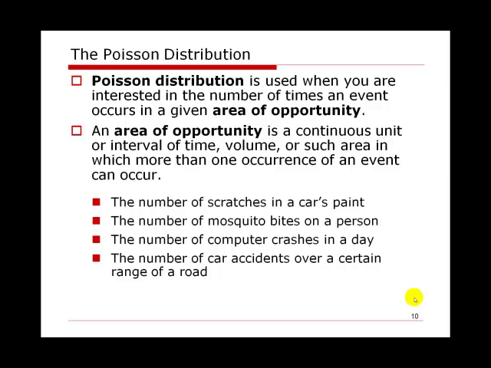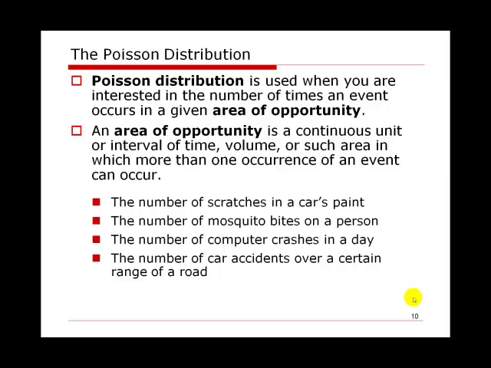The second example is the number of mosquito bites on a person. The area of opportunity is a person's body, and the event we are looking for is a mosquito bite. Now, this is the first difference. In the binomial distribution, basically, the number of observations generates the event of interest. But in the Poisson distribution, the area of opportunity is usually a different measurement from the event that occurs.